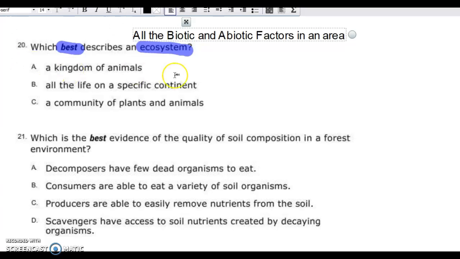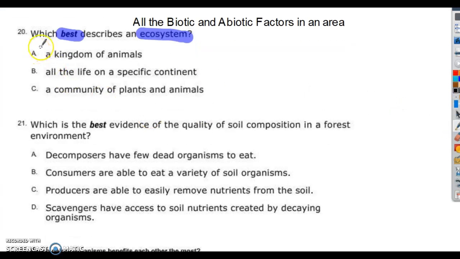All right, a kingdom of animals. That's just looking at the kingdom of animals. No. That is not an ecosystem. All the life on a continent. Maybe. A community of plants and animals. I think that's a better answer.